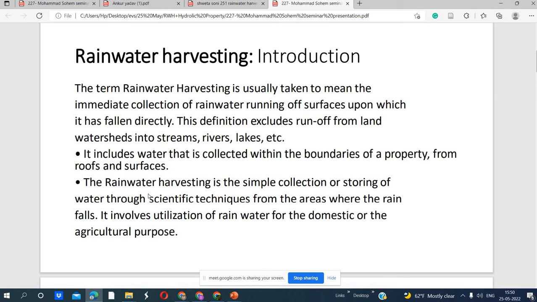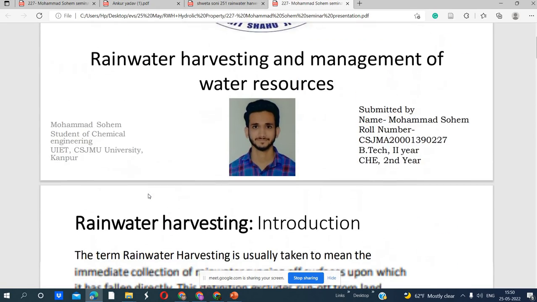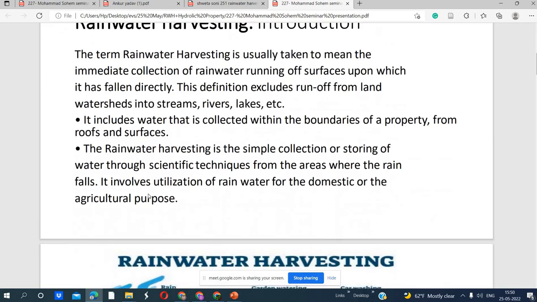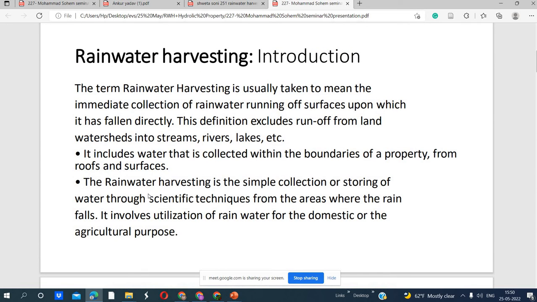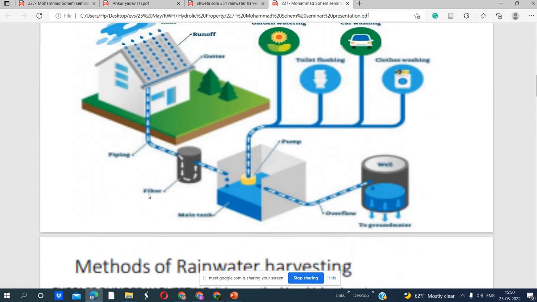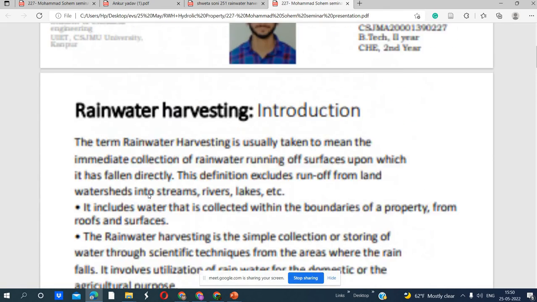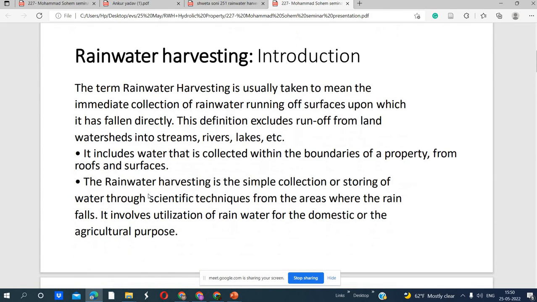First of all, we should know what rainwater harvesting is. The term rainwater harvesting is usually taken to mean the immediate collection of rainwater running off surfaces upon which it has fallen directly. This definition excludes runoff from land watershed into streams, rivers, lakes, etc. It includes water that is collected within the boundaries of the property from roofs and surfaces.